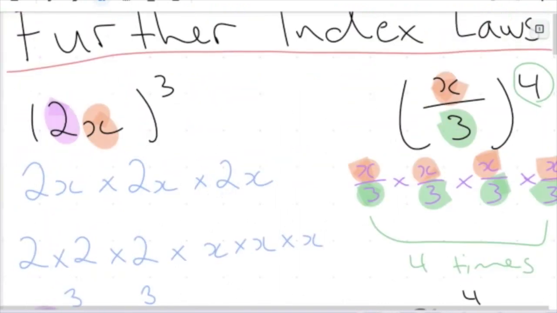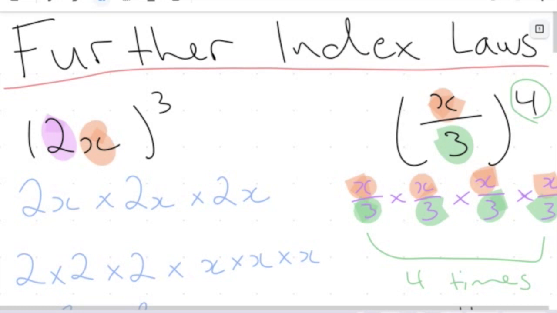These further index laws, or in the book through which I'm working, they call this index laws extended. This is taking what we know about regular indices and index notation to simplify any operations, any cubing or going to the power of 4 or anything else in which we have more than one term in the brackets. So here we had, in the first example, 2 multiplied by x. And on the right hand side we had x divided by 3, or x over 3 as a fraction. So everything we know happens the exact same way.